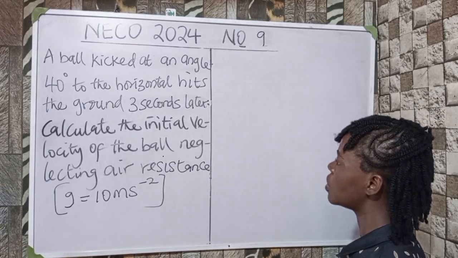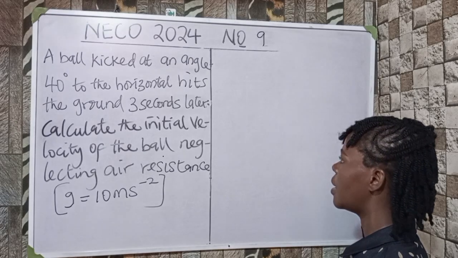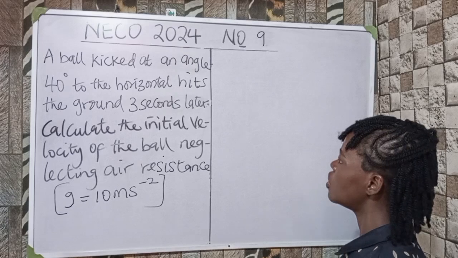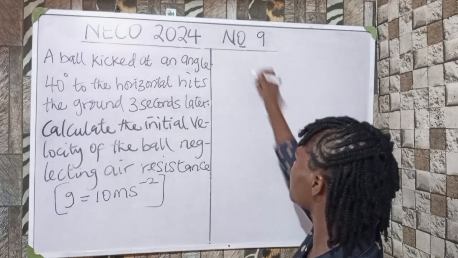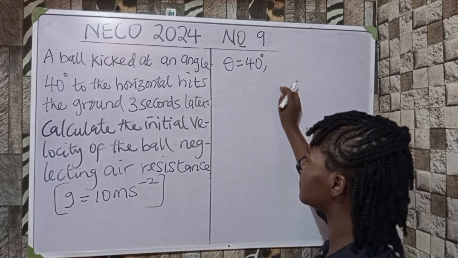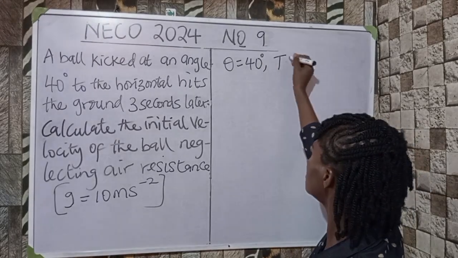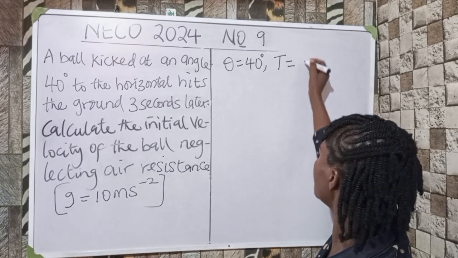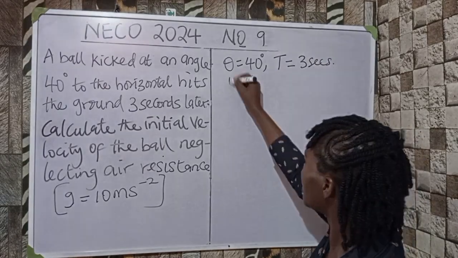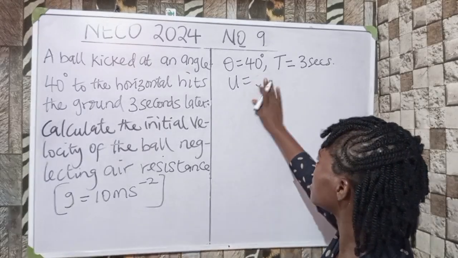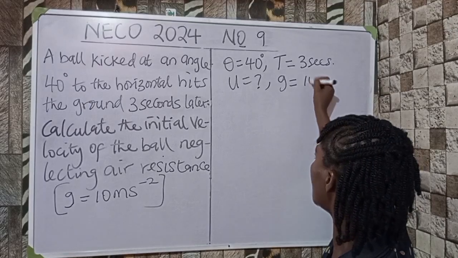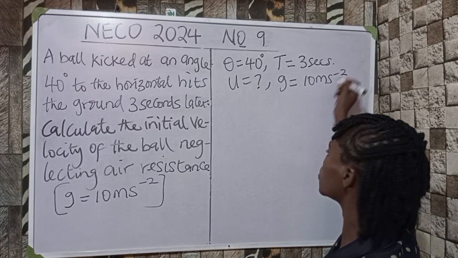Looking at this question, we are looking at projectile, and we are given the time, which is the time of what? Flight. So let us take the parameters given. Theta is given as 40 degrees, then the time of flight, which is t, is given as 3 seconds. We are asked to find our initial velocity, which is what we are looking for, and we are given acceleration due to gravity as 10 meters per second square.